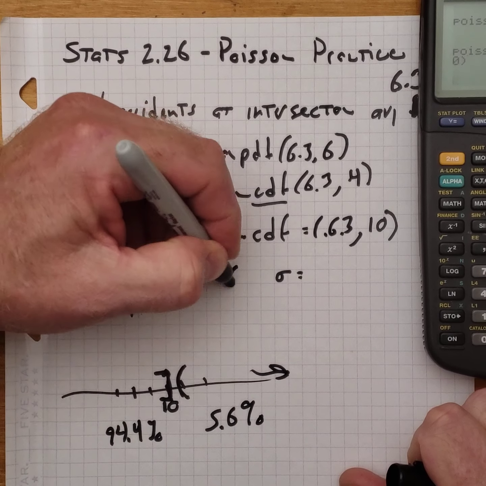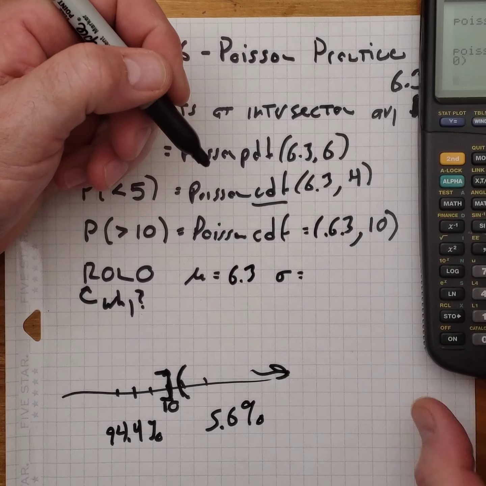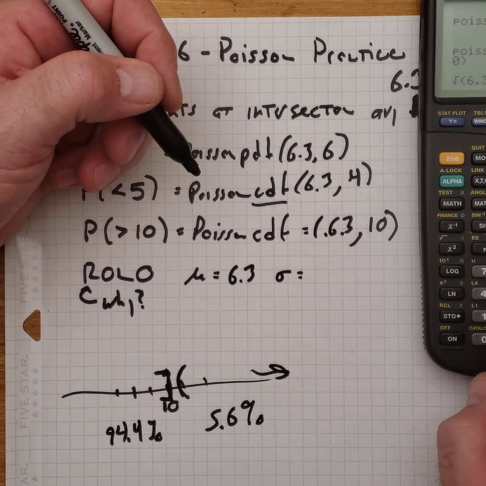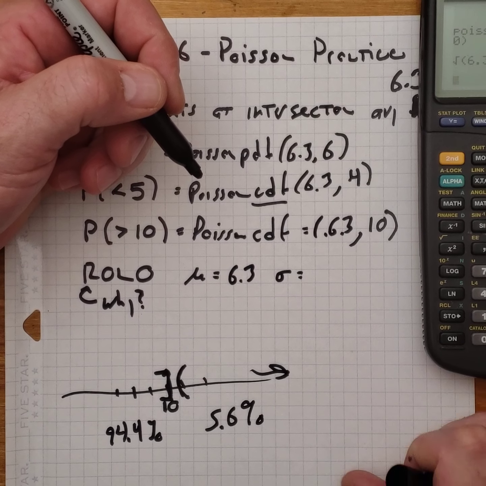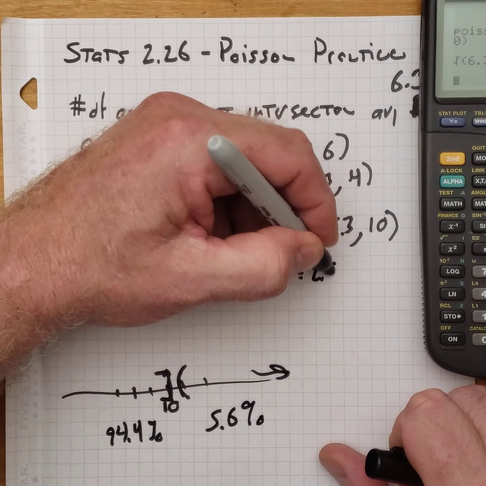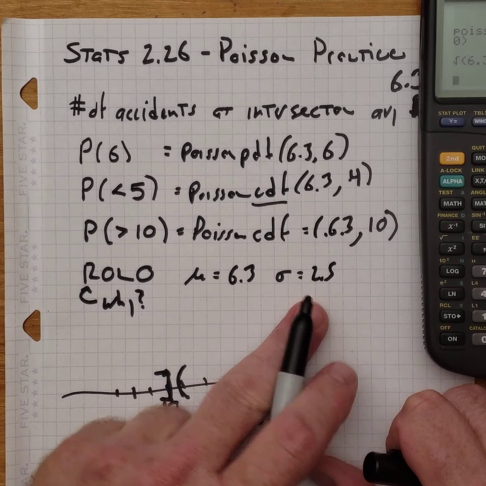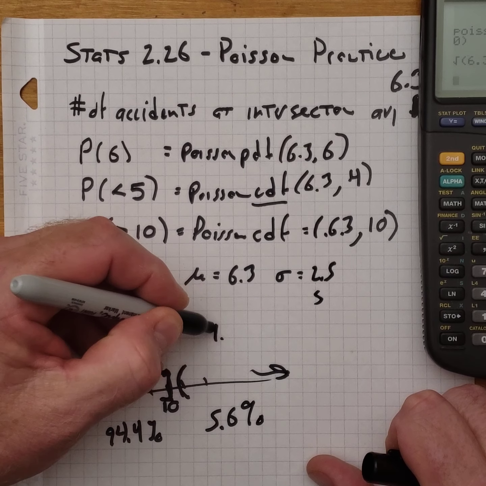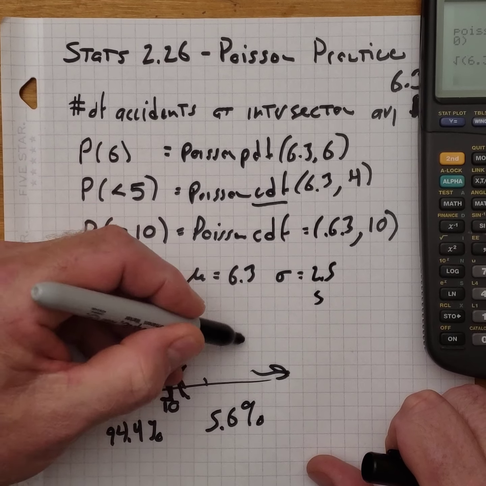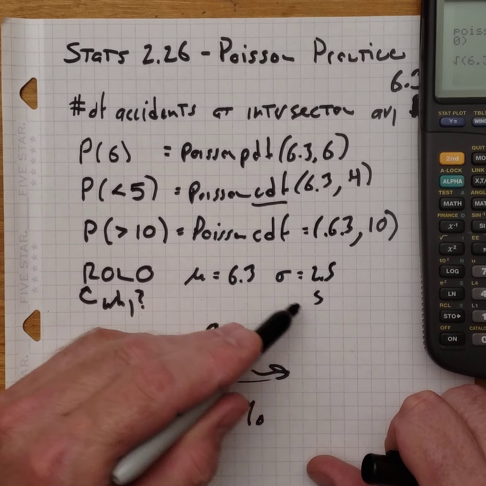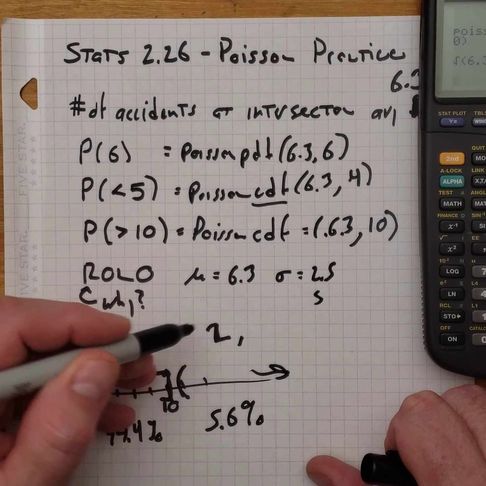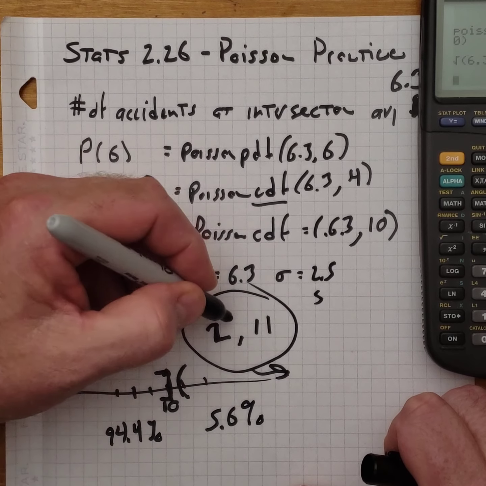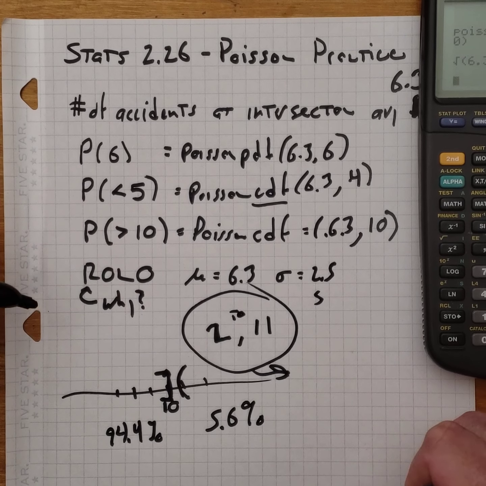We know our mu already is 6.3. We know our standard deviation is going to be the square root of 6.3, which is 2.5 almost exactly. If you double 2.5, you get 5. Subtract that from 6.3, you get 1.3. Round up to 2. Add 5 to 6.3, we get 11.3. Round that down to 11, right? Range of likely outcomes. We always round in as opposed to up or down.